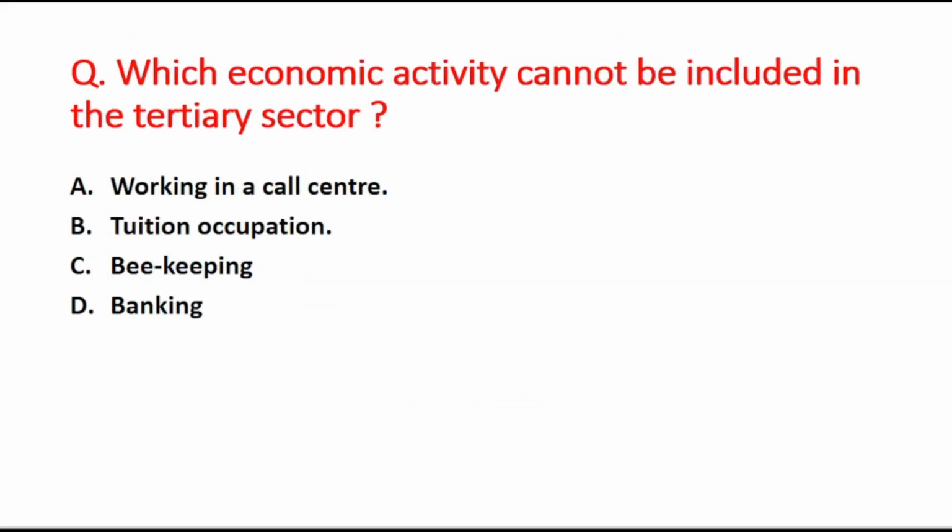Next is, which economic activity cannot be included in the tertiary sector? A option is working in a call center, B option is tuition occupation, C option is beekeeping, and D option is banking. So the right answer is option C, that is beekeeping.